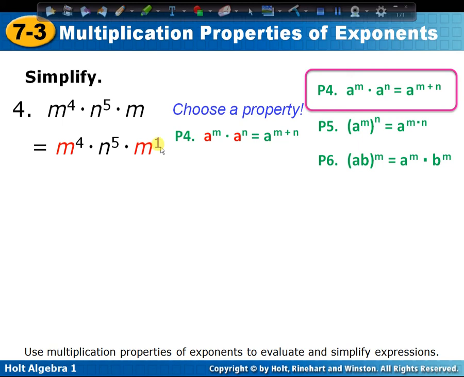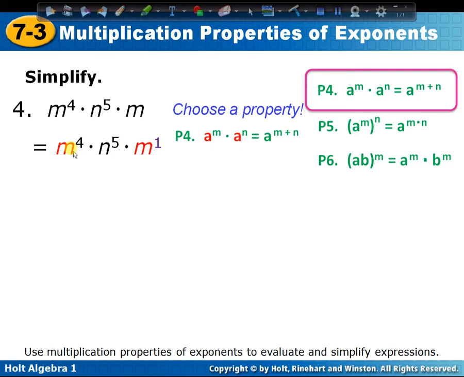Now property number 4 tells us that a to the m times a to the n equals a to the m plus n. The key here is, again, that the base a is the same. So that tells us that we're only looking for variables that are the same, or numbers that have the same base. So you have m to the 4th and m to the 1st. Now n is a different base variable, so we're not addressing that right now. It's just going to stay by itself because there are no like terms or like base numbers to combine it with.